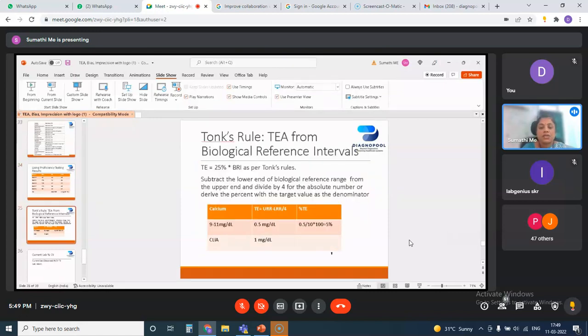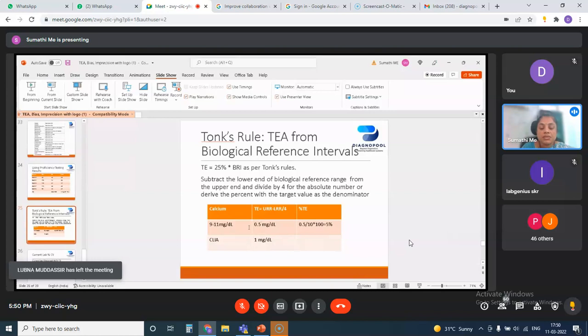The last option is Tonks's rule. If you do not have anything else, this rule states that you can take 25% of your biological reference interval. Say, for example, if I have a biological reference interval for calcium of 9 to 11 milligram per deciliter, you can take 25% of it. That is, the upper reference range minus the lower reference range divided by 4 will give you the 25%. So this will give you the absolute number.